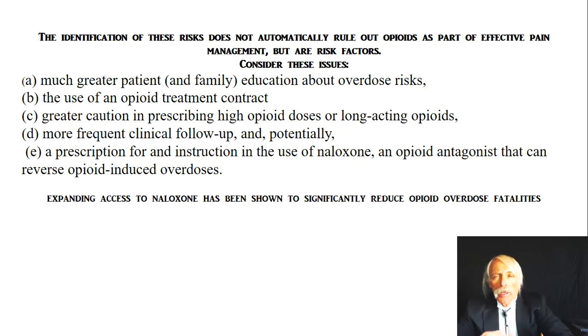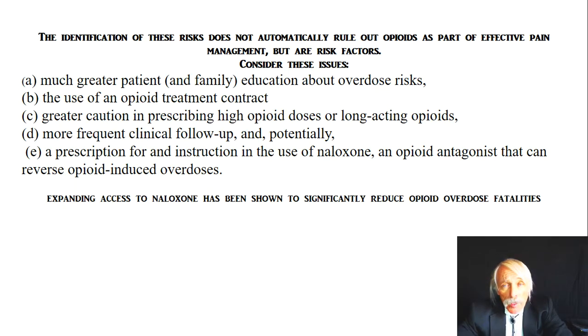All right. So the identification of those risks does not automatically rule out opioids. Sometimes they're still considered the right thing to do for some kinds of chronic pain because they are very effective at pain management. But consider these issues as a clinician or as a patient that might be considering taking opioids because of chronic pain.